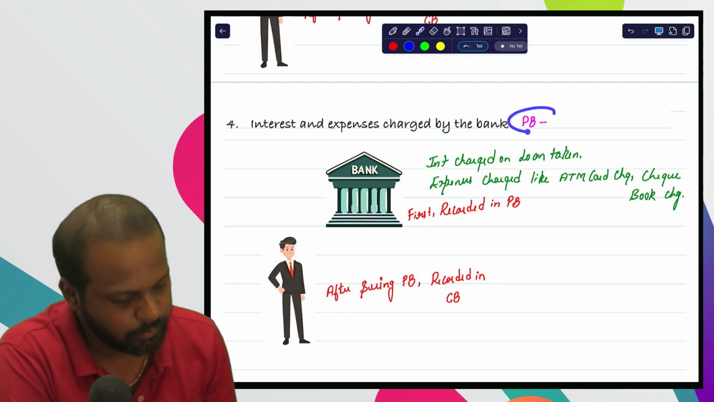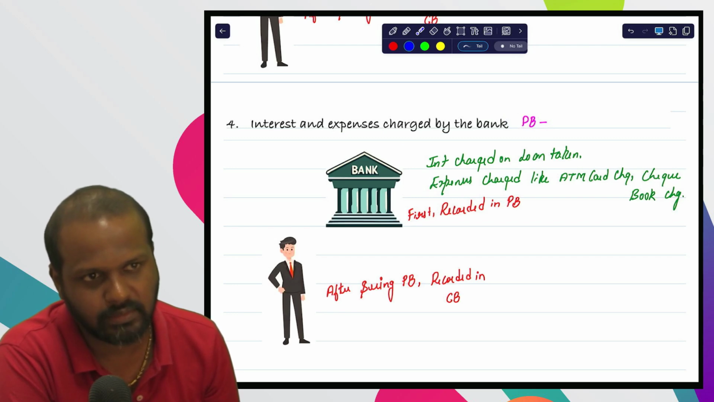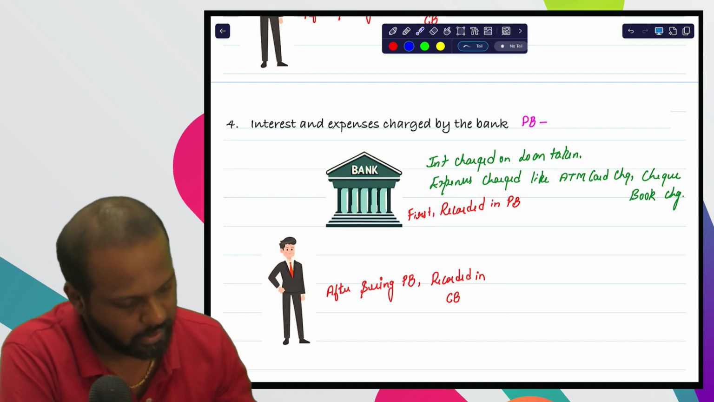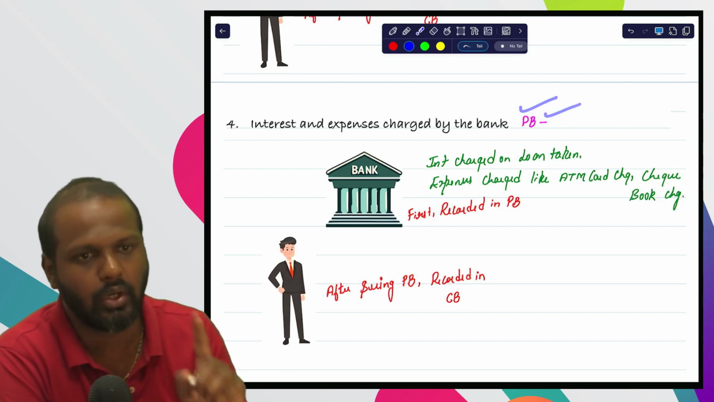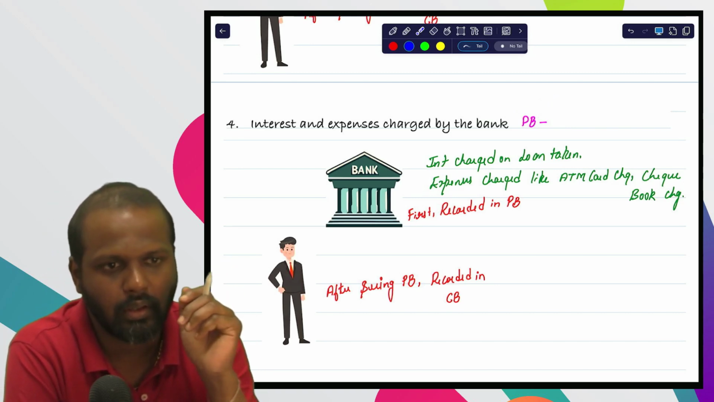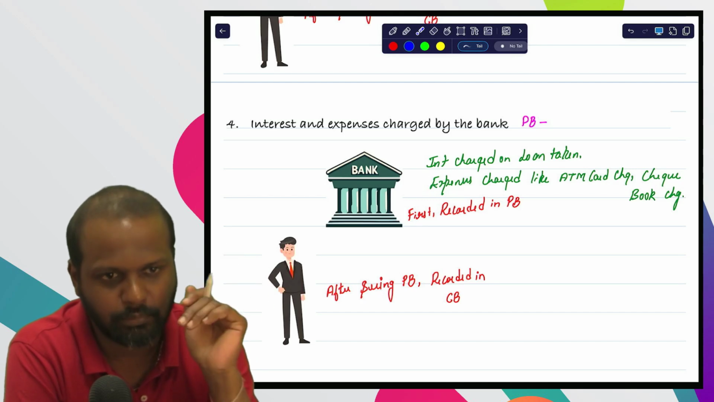So interest and expenses charged by the bank, deducted by the bank. This entry is made by which one? Passbook, minus. Charged means deducted, minus. They have done minus in our bank balance. So the entry is there in passbook and they have done minus. No entry is there in cash book because you have not yet seen the passbook.